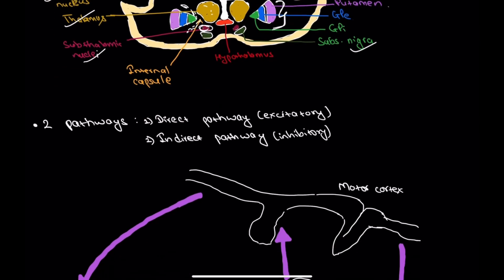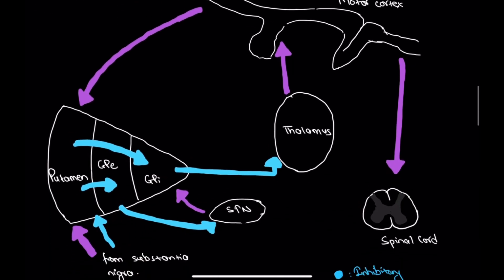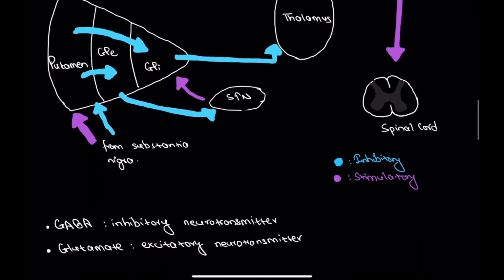There are two pathways. One is the direct pathway, which is also known as the excitatory pathway, and the second one is the indirect pathway, which is also known as the inhibitory pathway. In this diagram, this purple color represents the stimulatory action and this blue one represents the inhibitory action. We know that GABA is an inhibitory neurotransmitter and glutamate is an excitatory neurotransmitter.